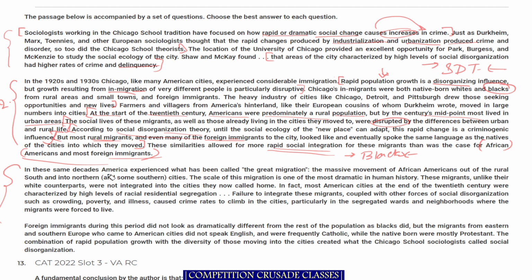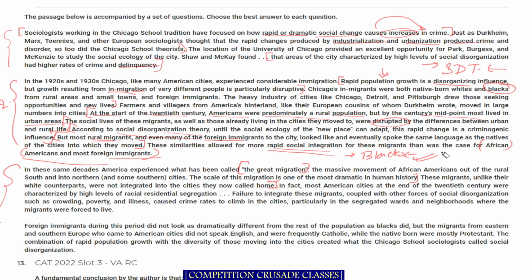In the same decades, America experienced what has been called the Great Migration. Okay, so this is going to be important. The massive movement of African Americans out of the rural South into the northern and some of the southern cities. The scale of this migration is one of the most dramatic in human history. These migrants, unlike their white counterparts, were not integrated into the cities they now called home. So there is a racial segregation happening also, in which these people were not integrated into the cities.